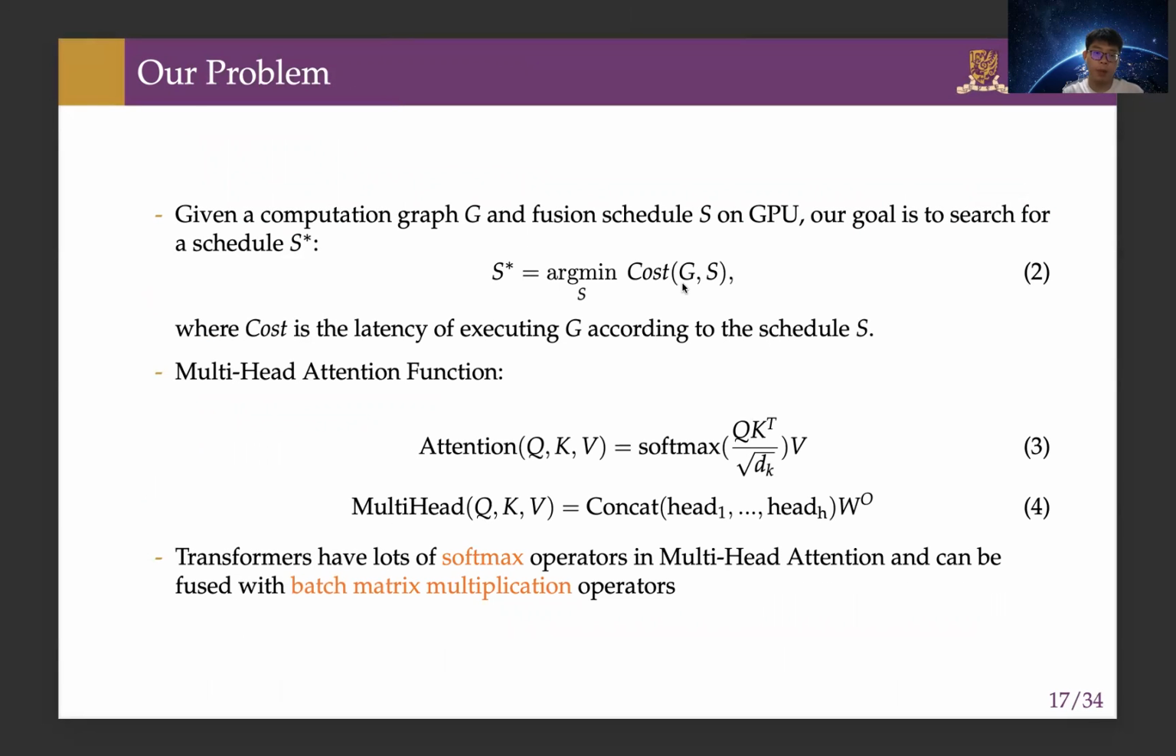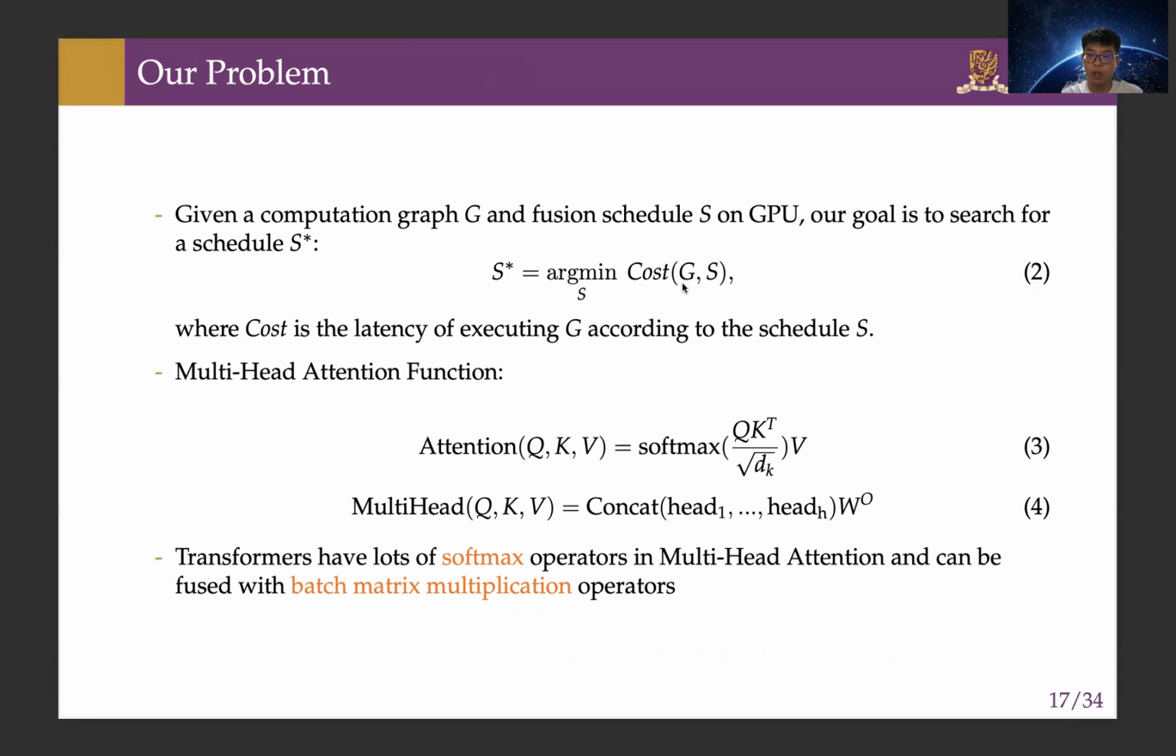And our problem can be defined as follows. Given a computation graph G and a fusion schedule S on a given GPU, our goal is to search for a schedule S star, where S star equals argmin cost(G, S), and cost is the latency of executing G according to the schedule S.